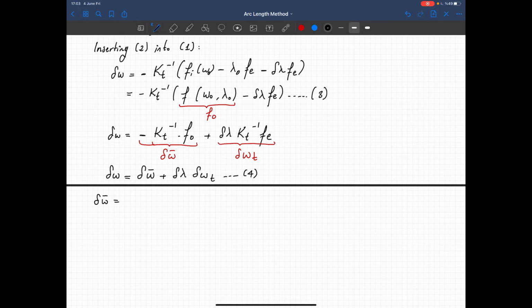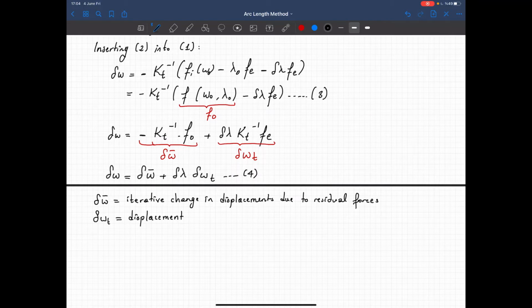What is equal to the iterative change in displacements due to residual forces, and the total displacement will be equal to the displacements due to the fixed load vector.